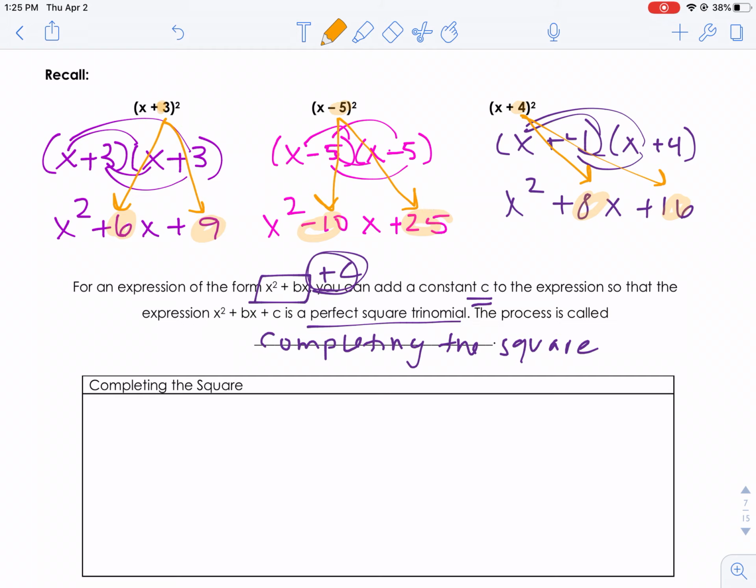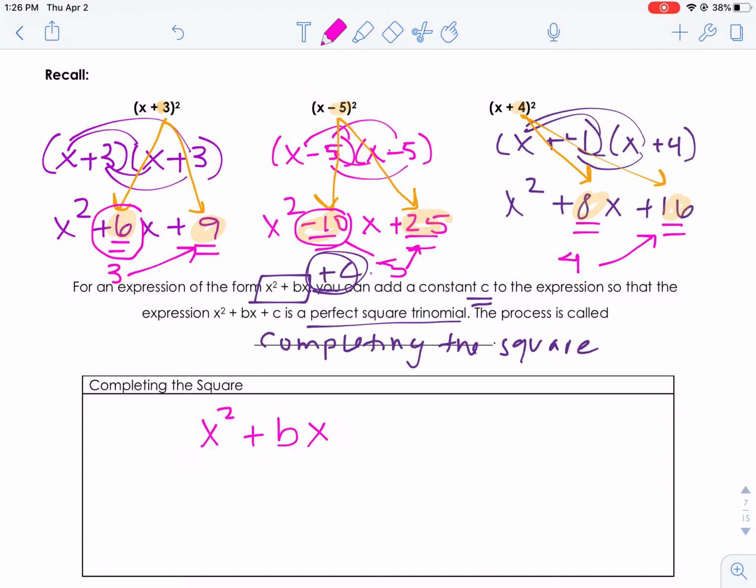And then also the relationship between our last value and our middle value. If we take our middle value, cut it in half, and square it, we get our last value. This works every time. Because of all these patterns, we can continue to follow this pattern, and that's the process of completing the square.